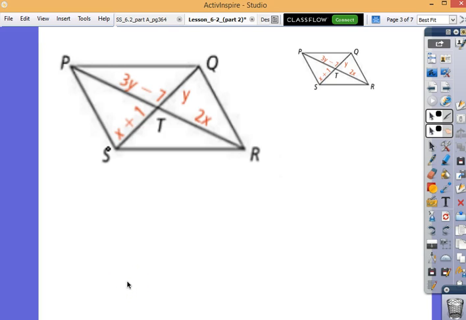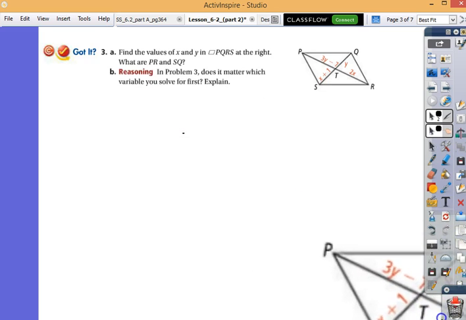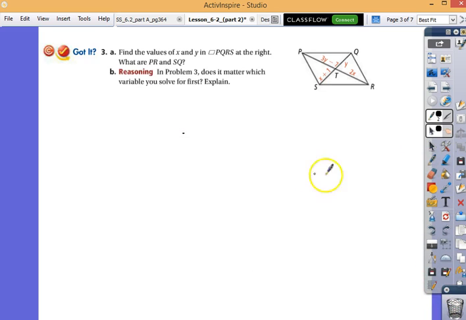So we're trying to solve this problem right here. We're trying to figure out the lengths of PR and SQ. And we know that we're dealing with a diagonal. So what do we need to do to set this up? Put what equal to each other?